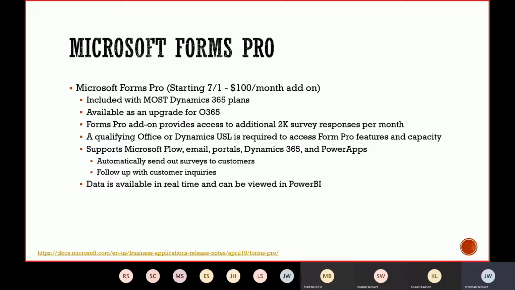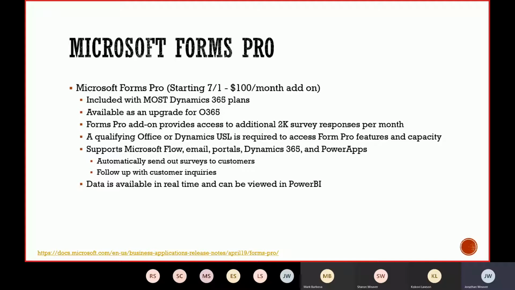Now here's what I don't get. I don't know what they're trying to sell to me, because I could do up to 50,000 responses before. But I can get a whopping additional 2,000 survey responses per month. That's not the cool thing about Forms Pro. I just think it's funny. Yes, 2,000 more. All right, so you get an additional 2,000 survey responses per month. You have to have a qualifying Office or Dynamics plan to be able to use the Forms Pro features. You have to have the right level of plan assigned to your account.